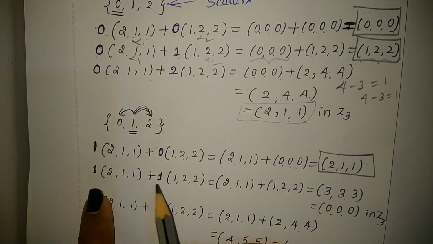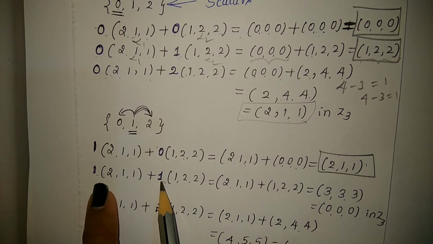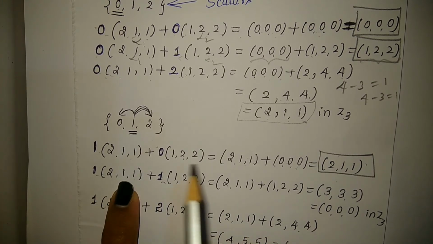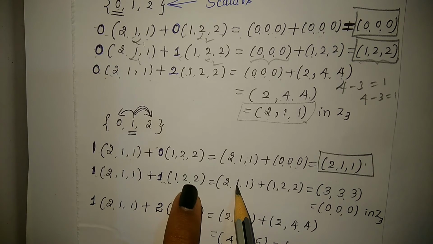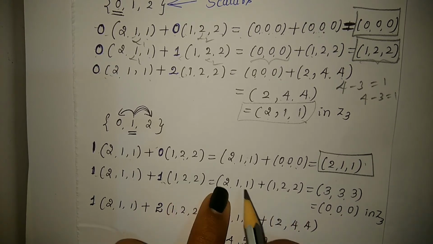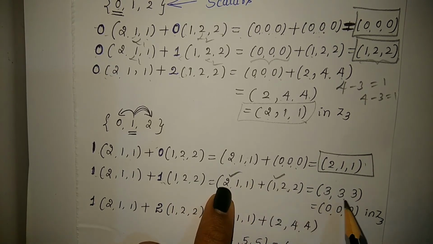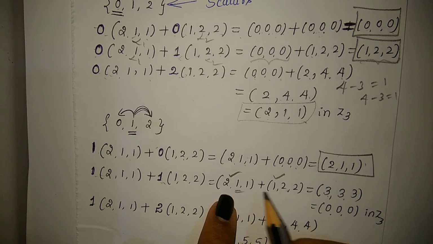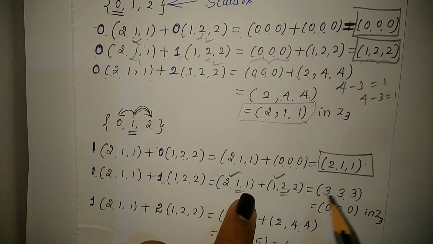Next, C1, C2. For C1, C2, I am taking 1, 1. So 1 into 2, 1, 1 is nothing but 2, 1, 1. 1 into 1, 2, 2 is nothing but 1, 2, 2. So if I add, the first one, 2 plus 1 is 3. Second one, 1 plus 2 is 3. Last one, 1 plus 2 is 3.